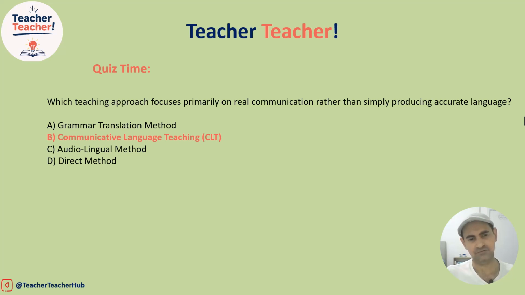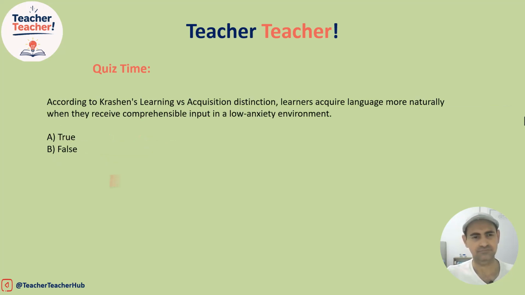So let's look at the next question. Okay. According to Krashen's learning versus acquisition distinction, learners acquire language more naturally when they receive comprehensible input in a low anxiety environment. So is it true or false?